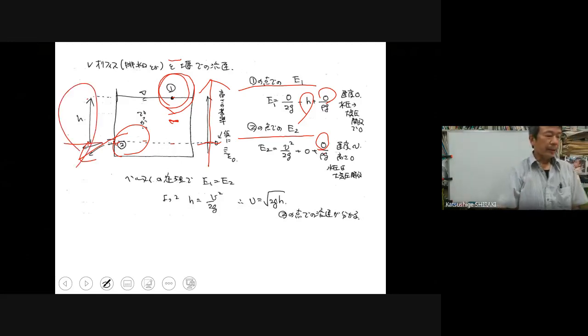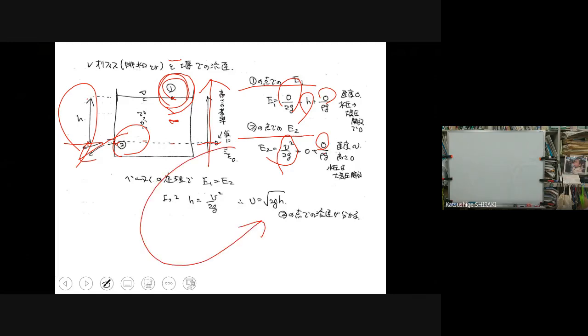The velocity at number 1 is 0, and we do not know the water current velocity at number 2, so it's V. Bernoulli says that the energy at number 1 and number 2 is equal, so you can calculate like this. The velocity at number 2 is just like that. Velocity is decided by the water depth.